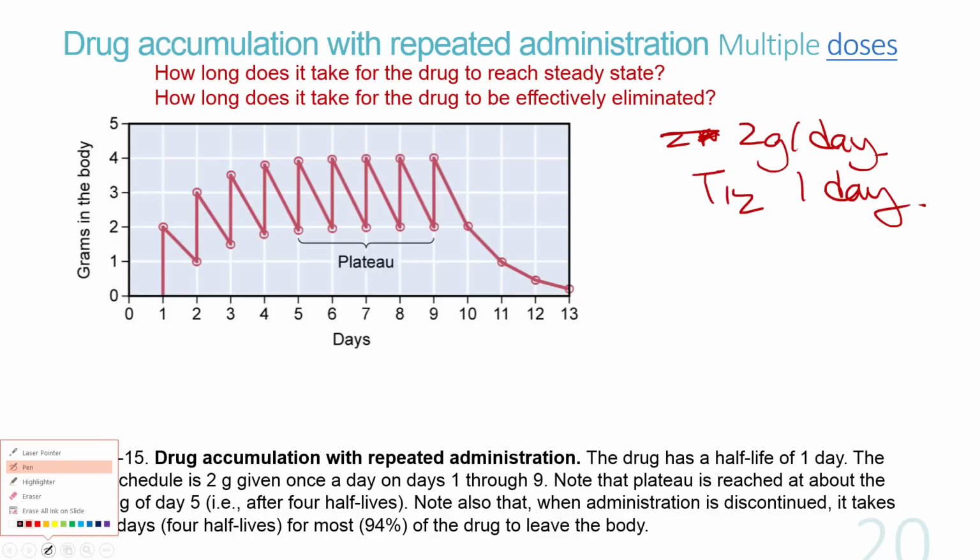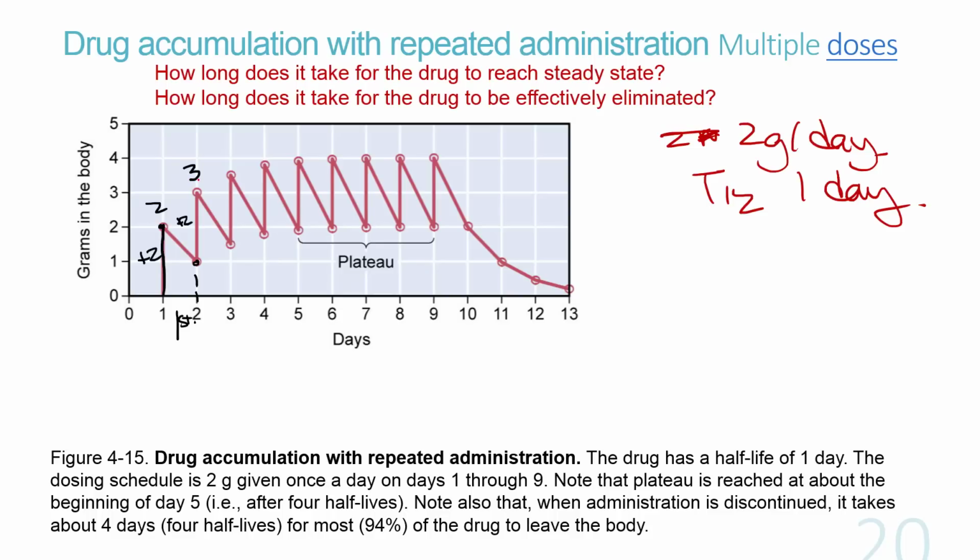So on day 1, we administer 2 grams, so 2 grams actually show up in the plasma. Then at the end of the first half-life, it drops from 2 to half of that, it drops to 1, right? And then on day 2, we also administer 2 grams, and so at the start of day 2, after administration of the drug, you have 3 grams in the body.